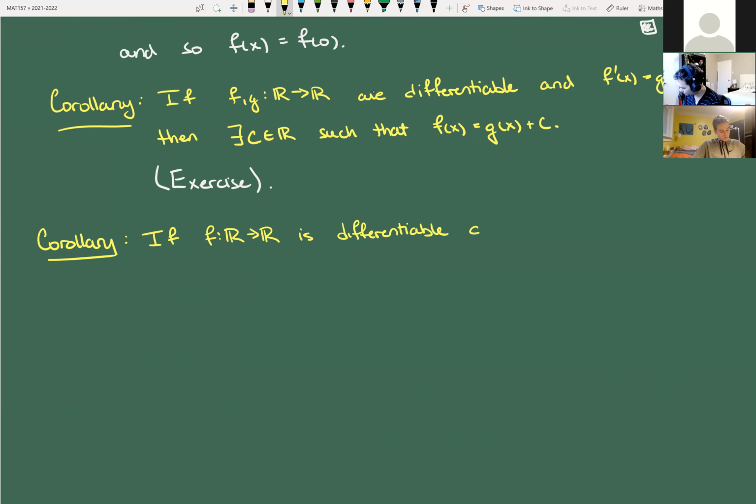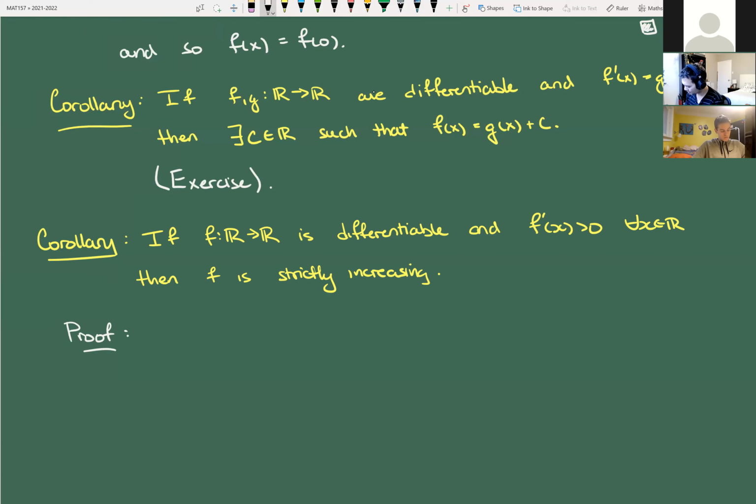Is differentiable, and f prime of x is greater than 0 for all x in R, then f is strictly increasing. Okay, and the proof is going to be almost exactly the same as the derivative being equal to 0 implies your constant proof, almost exactly the same proof. Okay, so I'm going to go through it pretty quickly.